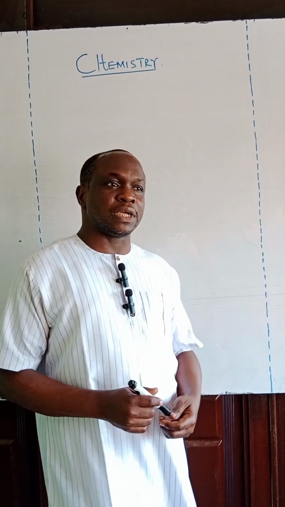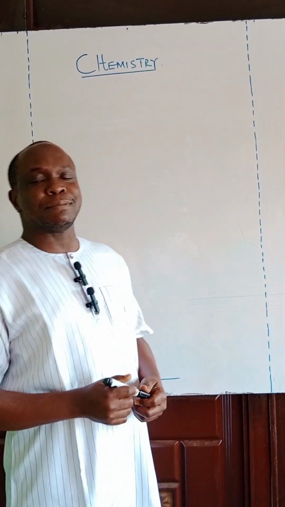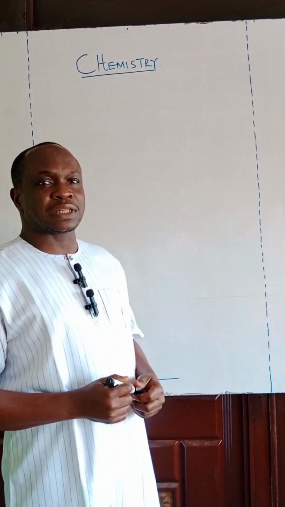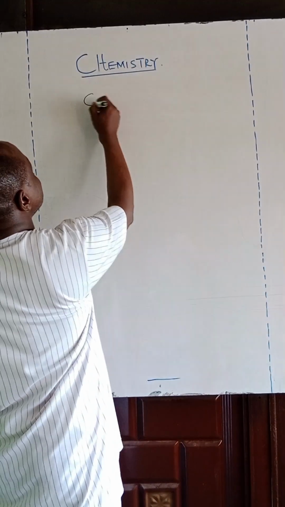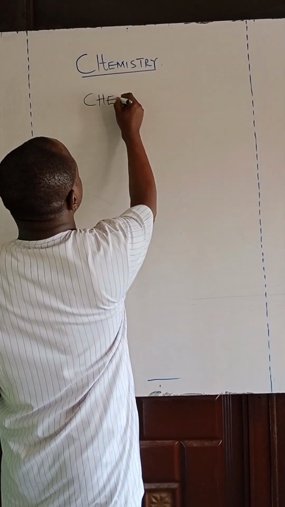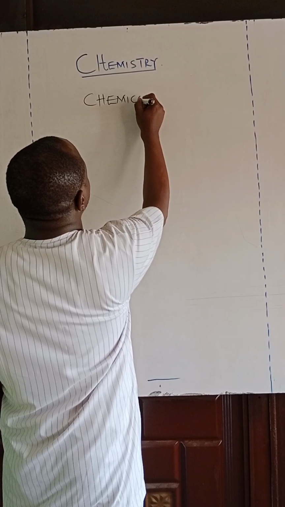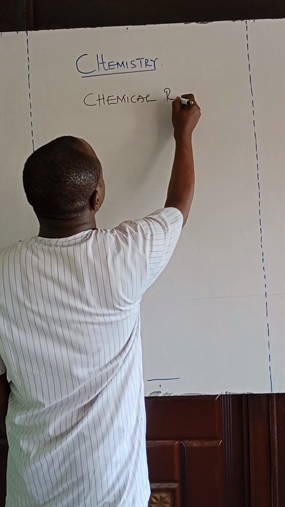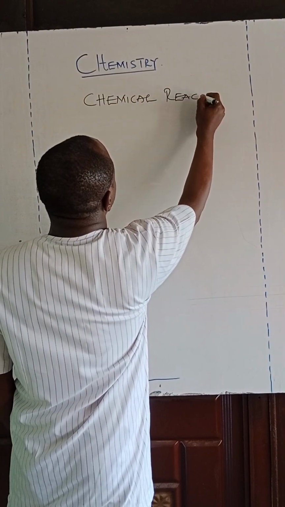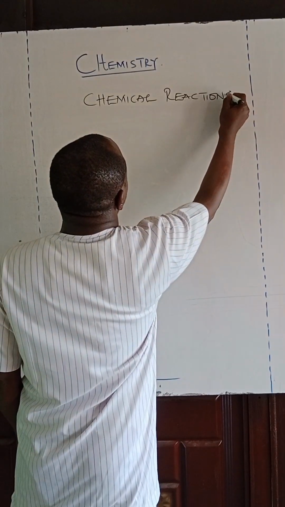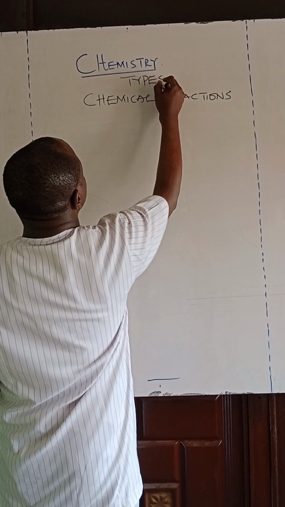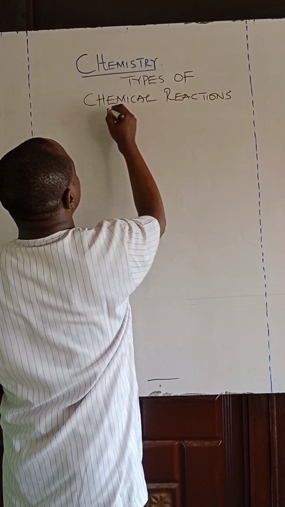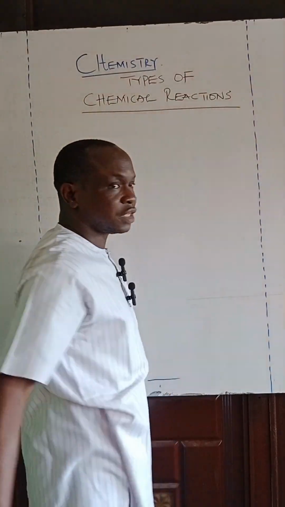Today we want to start with chemical reactions and types of chemical reaction. So let's see chemical reactions, or we call it, let's say, types of chemical reactions in chemistry.